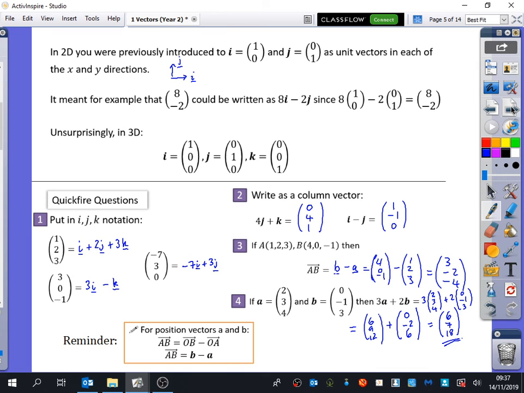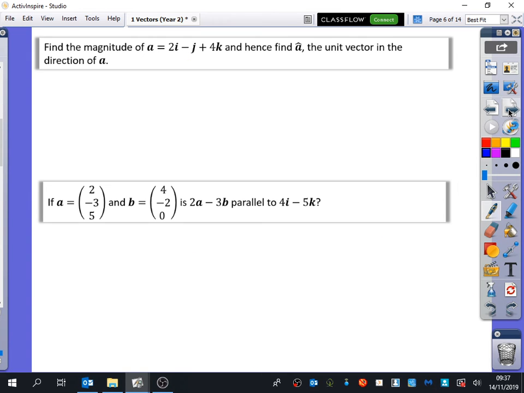Okay, 2 more bits from me, and then it's just practice time for nearly the rest of the lesson. Do you want me to go back on the other page? No? Okay. So this time, beginning part of the question is dead easy.